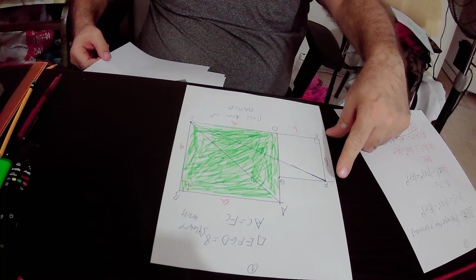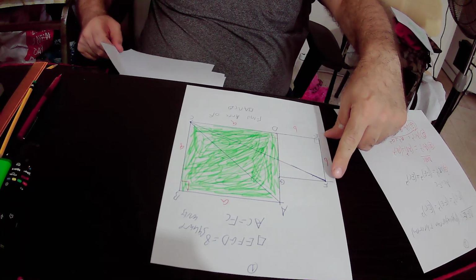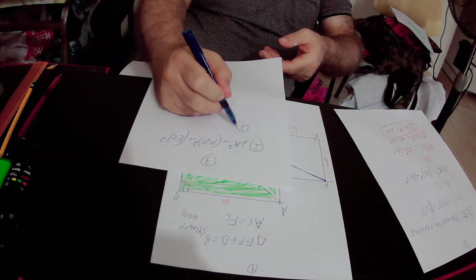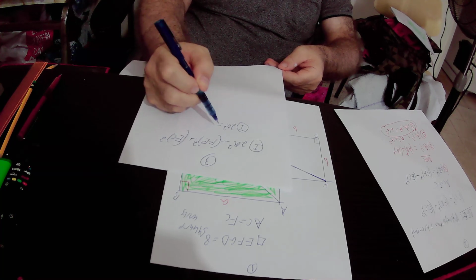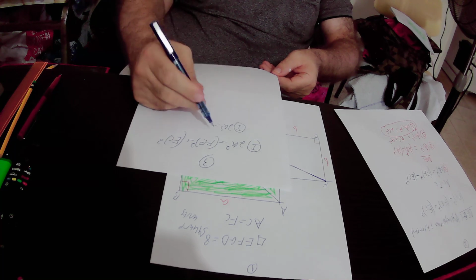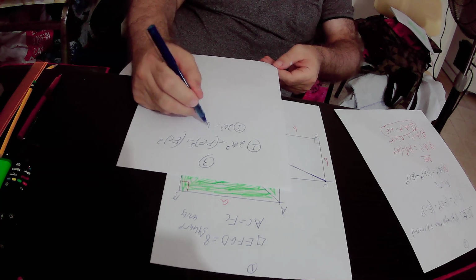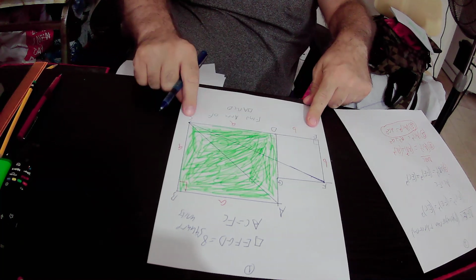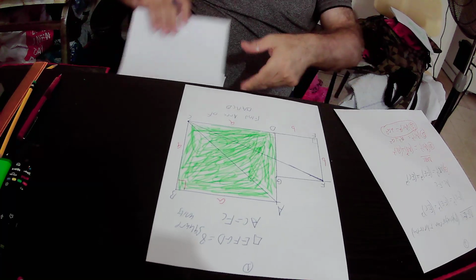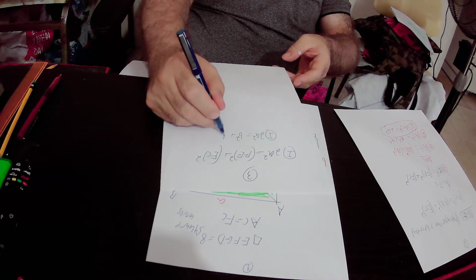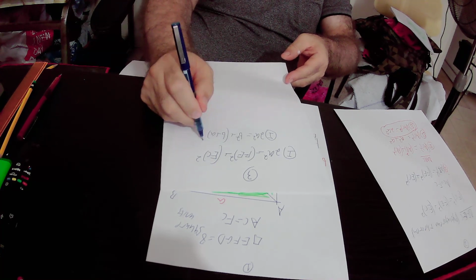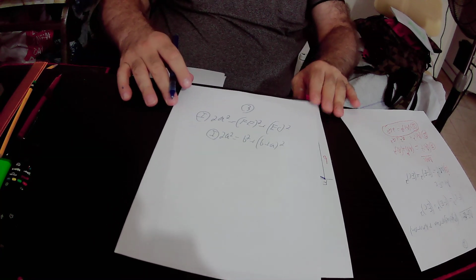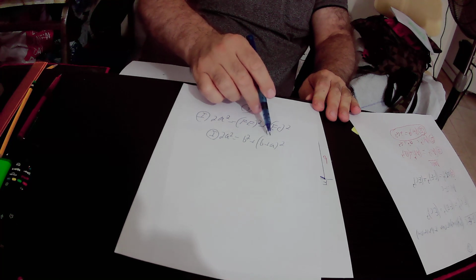FE equals B, so we can substitute FE by B. So we will get that 2 times A squared equals, we will substitute FE by B, because FE equals B, so FE squared will be B squared plus EC squared. What is the value of EC? EC equals B plus A. So EC squared will be equal to (B plus A) squared. So in total we got that 2 times A squared equals B squared plus (B plus A) squared.